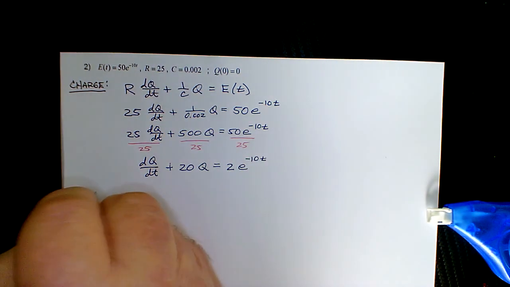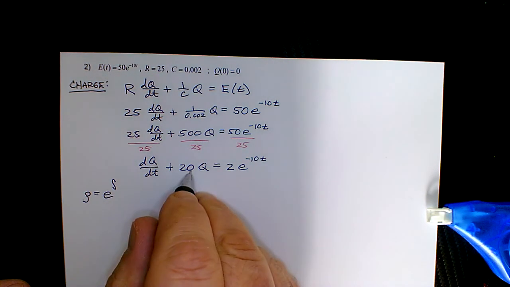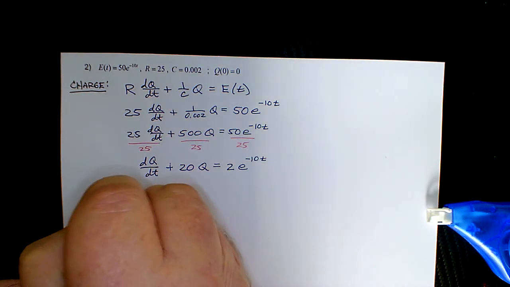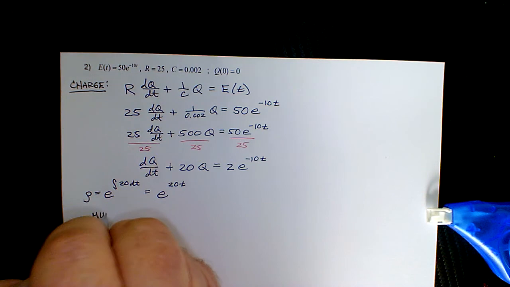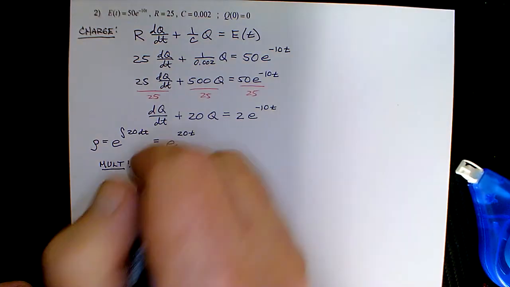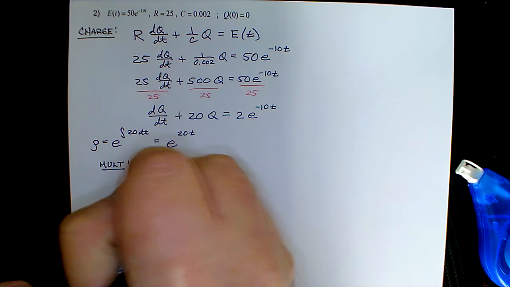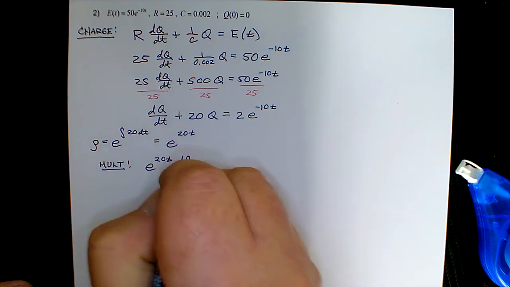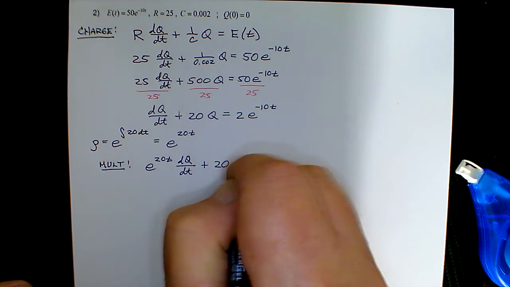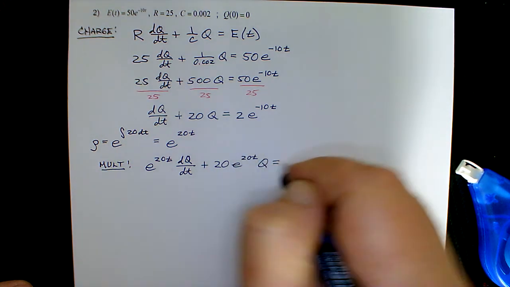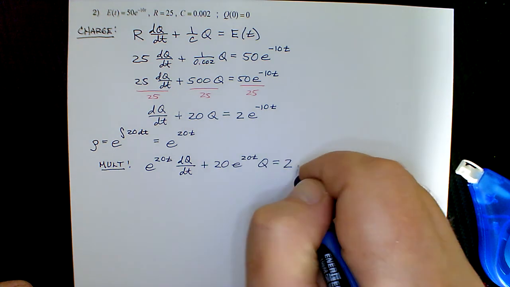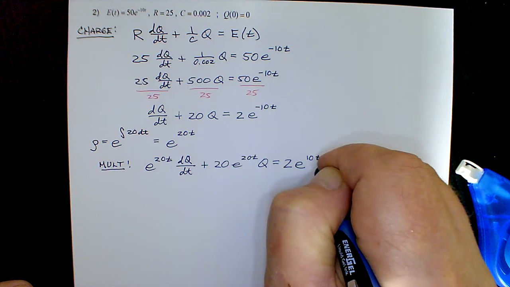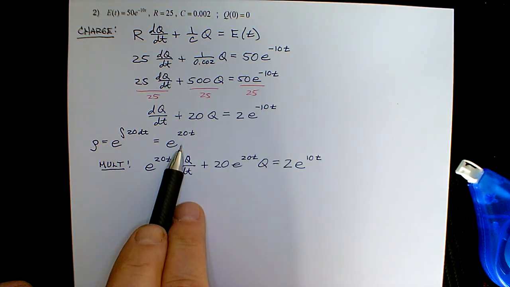Okay, so now for the integrating factor rho, it's e to the integral of p of t, the coefficient of q in our standard form, 20 with respect to t, so e to the 20t, and then we multiply, so we get e to the 20t dq dt plus 20, I'll slide the e to the 20t in there, times q equaling, okay, make sure you multiply e to the 20t by this right hand side as well, and we get 2 e to the 10t, because we're adding exponents.